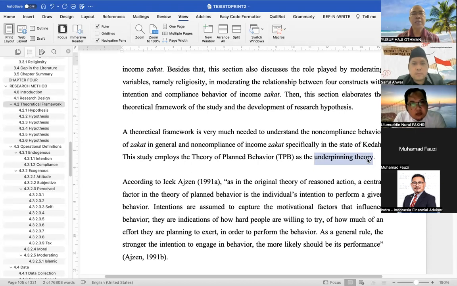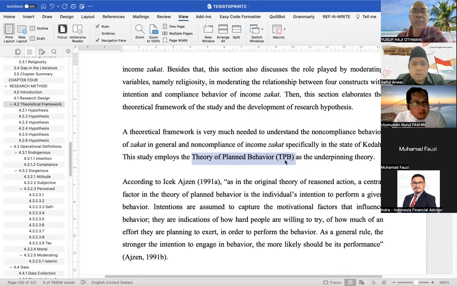So for example, in this case, the underpinning theory is the theory of planned behavior. So how do we choose the underpinning theory? Again, we look at what other researchers have done. So in the case of compliance and non-compliance behavior, previous researchers have used the theory of planned behavior. So your supervisor and your examiner will be convinced, right? Because this is what has been done. So in the environment of compliance behavior, or non-compliance behavior, the suitable underpinning theory is TPB.